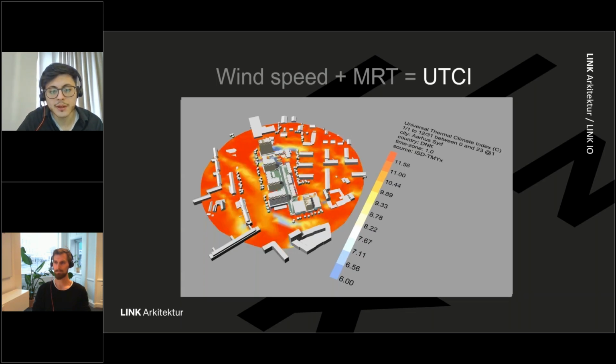And finally, we can come into a UTCI calculation here. We can see that we have tried to pinpoint the areas of our project to the minimum when we're talking about cold stress. And I think this was due to the iterative process that we followed before in order to try to achieve this less cold stress in as many areas as we can within the project.